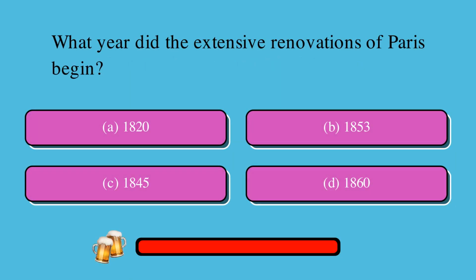What year did the extensive renovations of Paris begin? Is it A. 1820, B. 1853, C. 1845, or D. 1860? The correct answer is B. 1853.